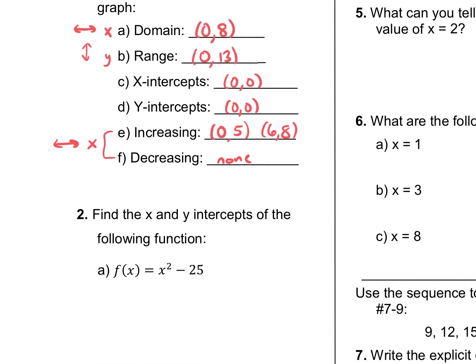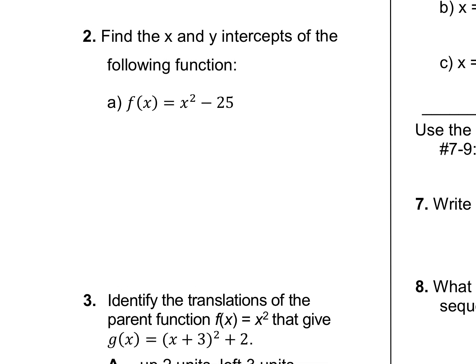All right, number 2 says find x and y intercepts of the following function. Up above, we found x and y intercepts by just looking at the graph. Okay, what do we have to do if we don't have a graph? You could make one, but if we have to do it algebraically, what do we do? What did I have you make? Remember I had you make a t-chart between your x-intercepts and your y-intercepts. Yep, go ahead and make your t-chart.